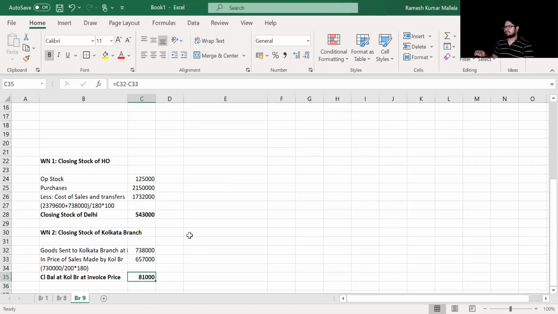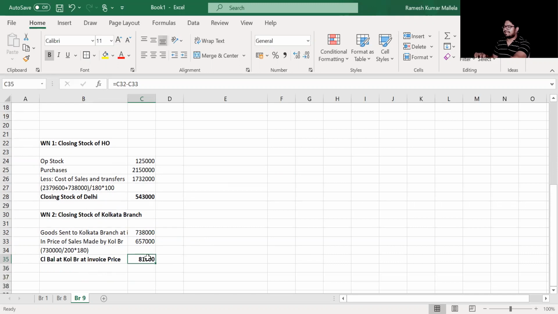Yes or no? So now, first of all, in your branch trading account, you can directly take this 81,000 as closing stock. There is no problem. However, in P&L account, I'll have to adjust for the amount of unrealized profit in stock. Yes or no? Branch stock. There I will have to calculate the amount of the profit element in this 81,000, which I'll have to eliminate. Okay. So for that, let us do a small working here.